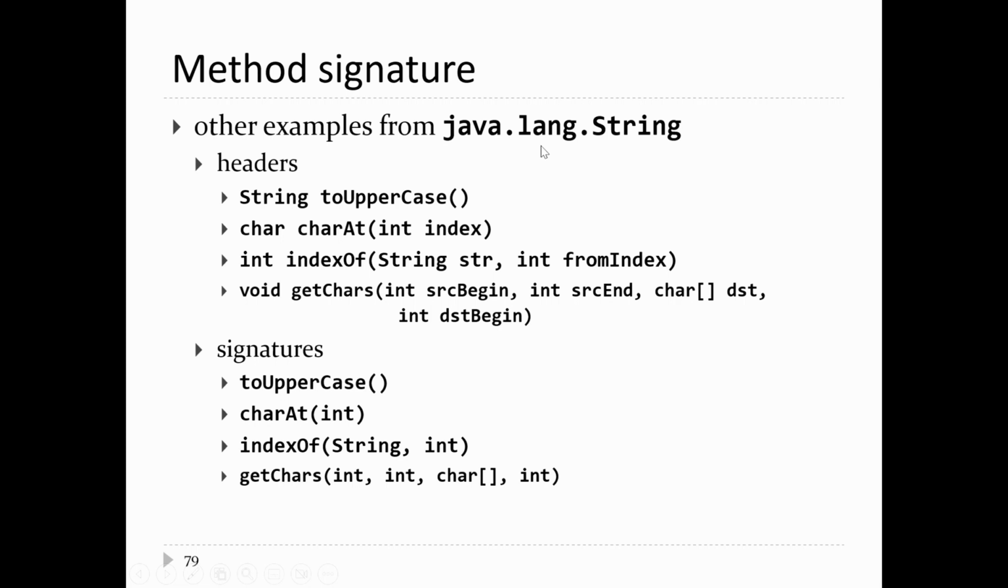Here are more examples of signatures from the standard library. In String, there's a method toUpperCase. It has no parameters, so its signature is just toUpperCase. charAt has an int parameter, so its signature is charAt(int). And I guess the last one, getChars, has an int, an array of char, and an int. So its signature would be getChars(int, char array, int). So it's the signatures in the class that have to be unique.